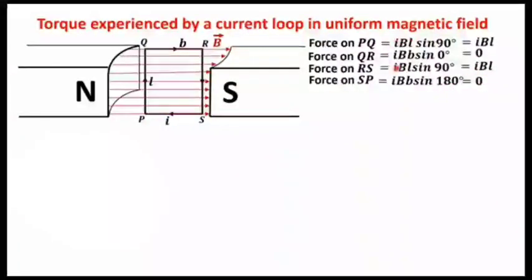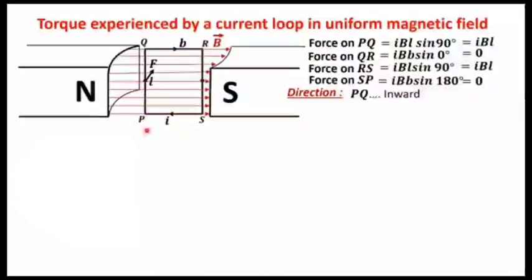So for PQ, theta is 90. For QR, it is 0. RS again 90 and SP 180. So the values are IBL, 0, IBL, 0. So you can understand only for the sides PQ and RS, there is force.